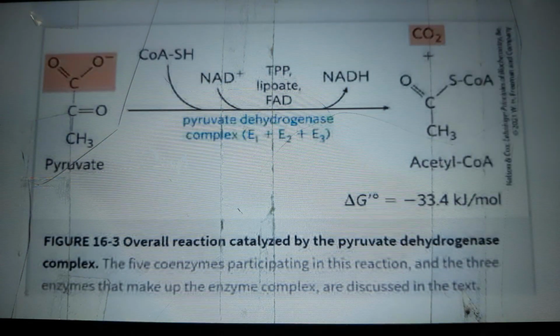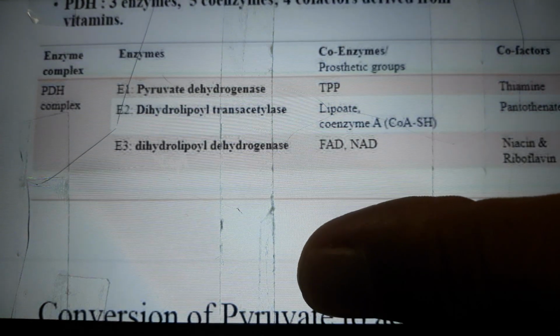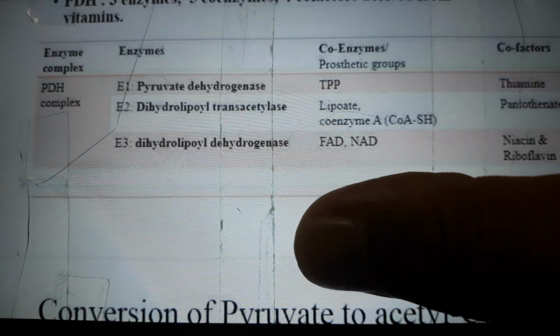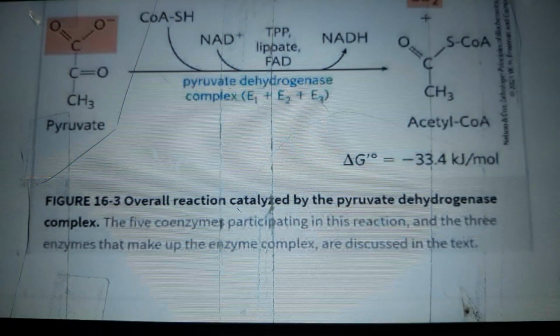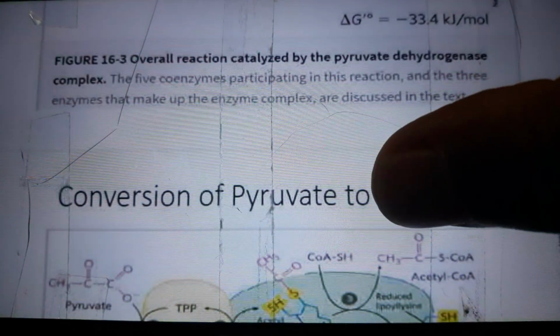Pyruvate, in the presence of the pyruvate dehydrogenase complex E1, E2, and E3, is given here. Right? E1, E2, and E3. That is pyruvate dehydrogenase, dihydrolipoyl transacetylase, and dihydrolipoyl dehydrogenase. See, all these 3. With the conversion of CoA-SH and NAD+ to NADH in the presence of TPP and lipoate, FAD, it gives acetyl-CoA. This is the overall reaction catalyzed by the pyruvate dehydrogenase complex.